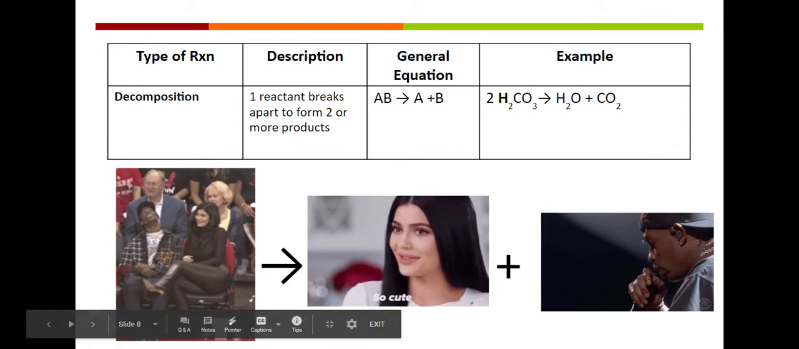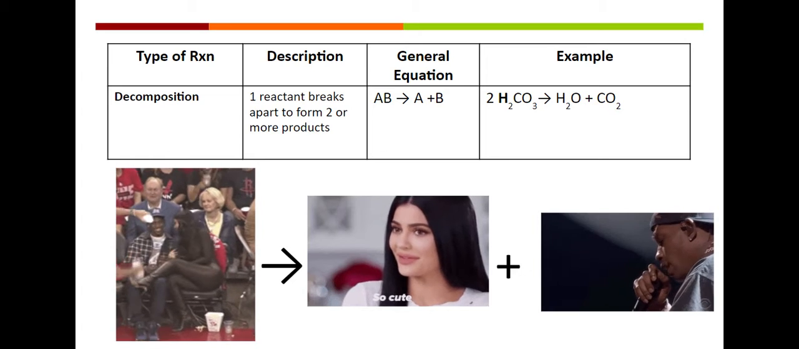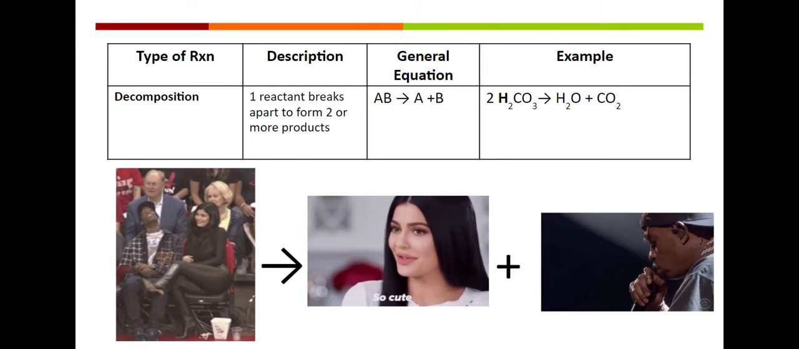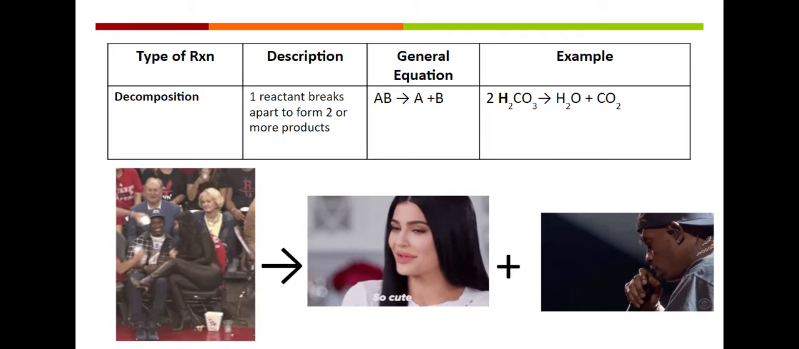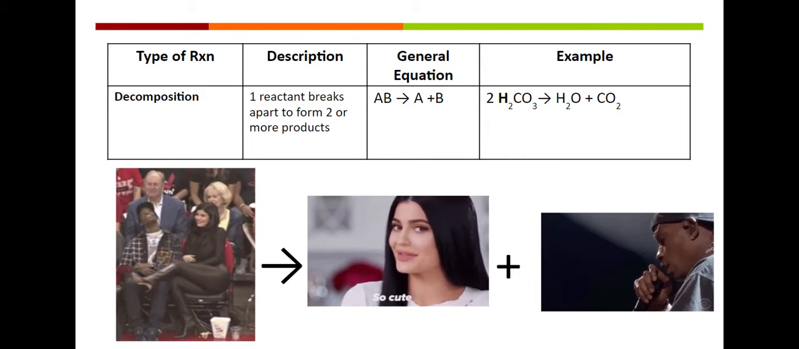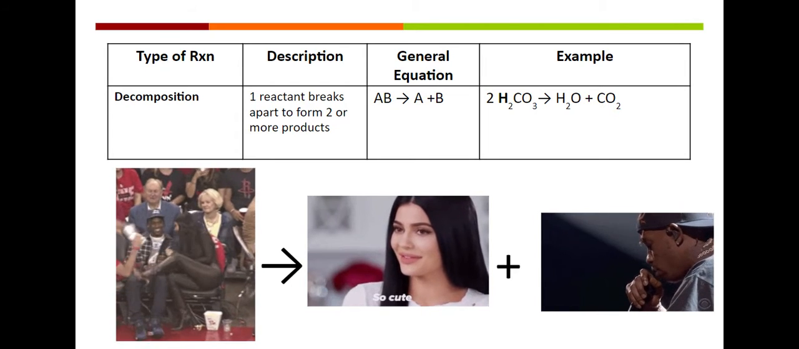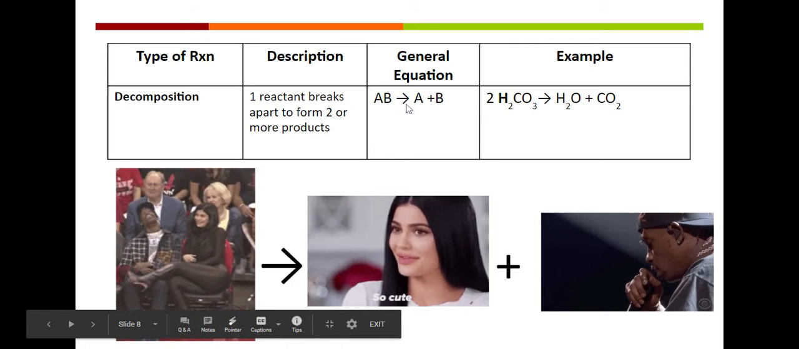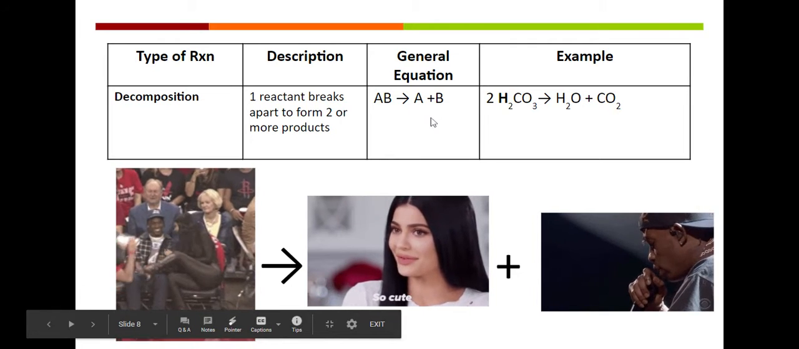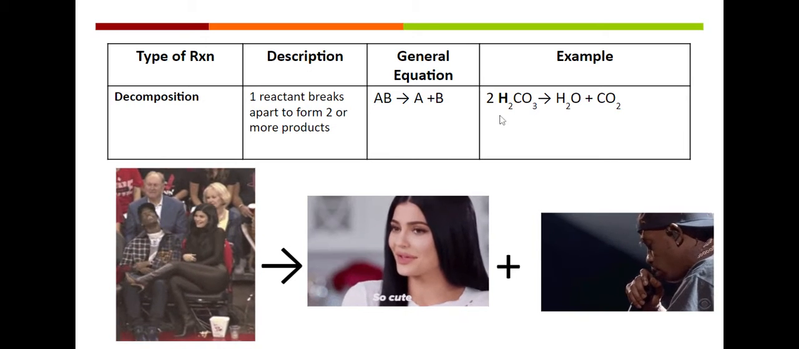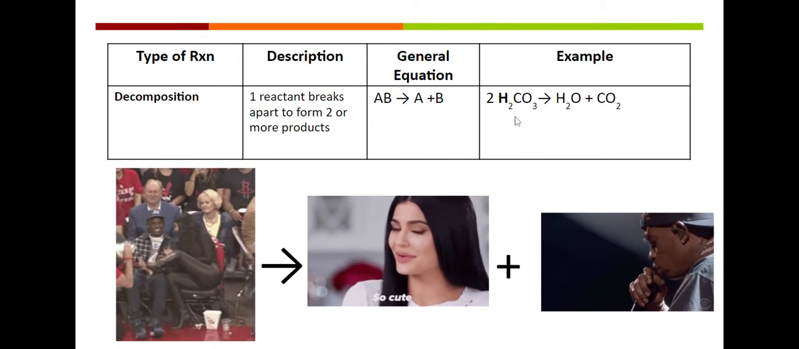Our next type of reaction is decomposition. And decomp is the exact opposite of synthesis. One reactant breaks apart to form two or more products. So the general equation, which again is just what this looks like, is element AB breaks apart into element A plus element B. An example of this is what we see here.